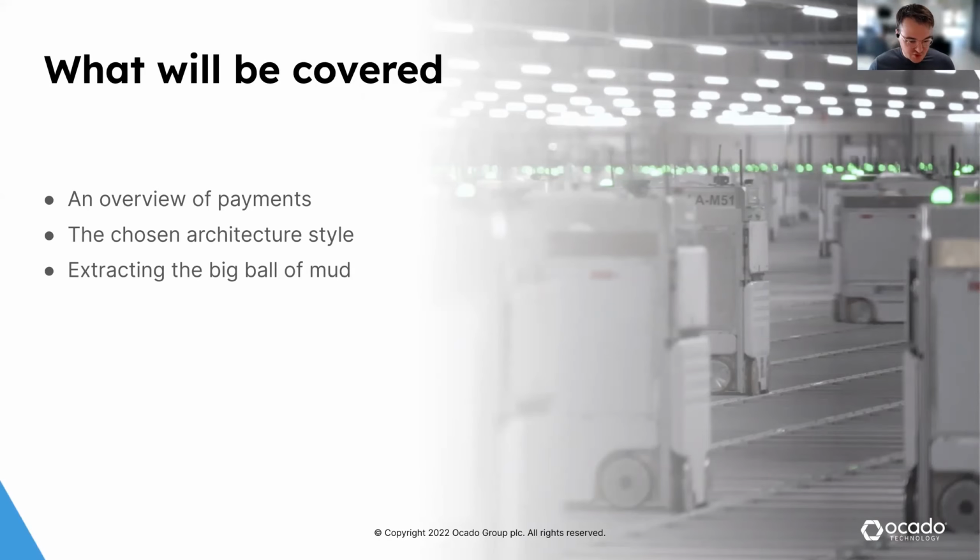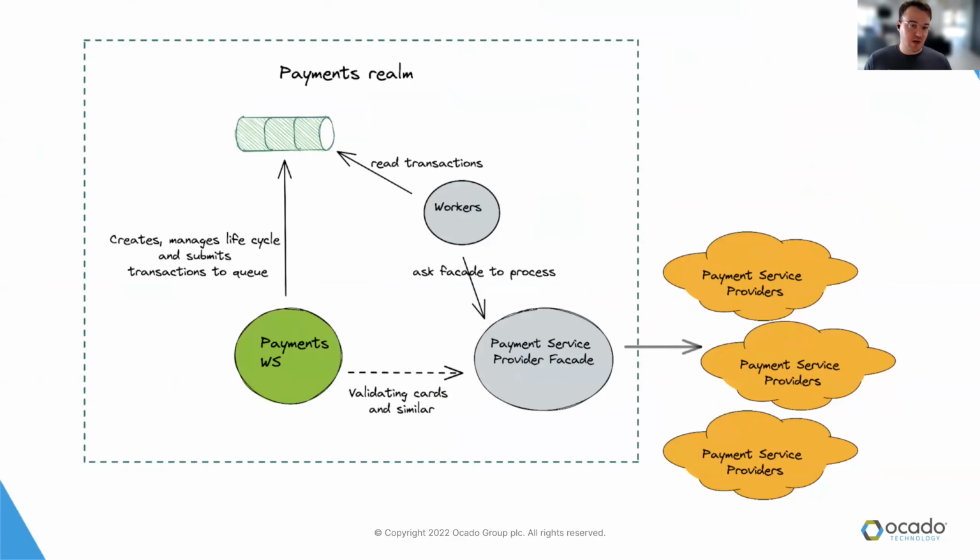So payments, let me just open a laser pointer. We manage a large number of microservices, in the order of a dozen, but we can summarize our high-level system architecture into three main components: the payments web service, which is a microservice, then workers, and the payment service provider facade. This talk is only focused on the payments web service.